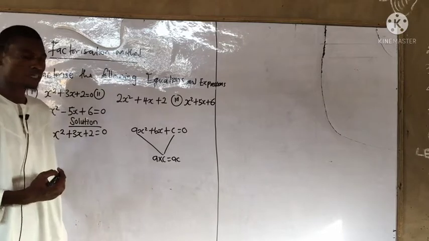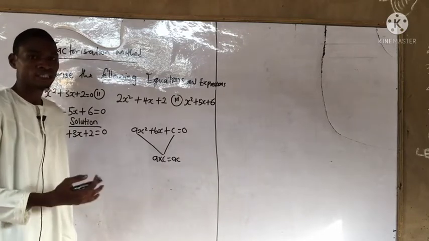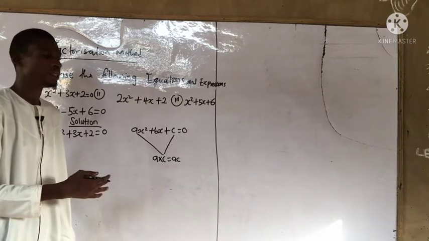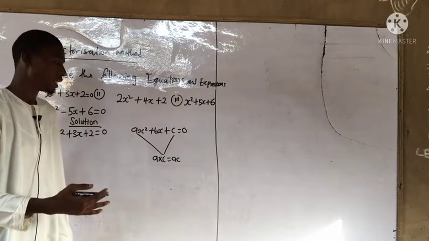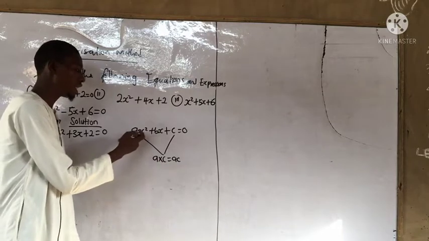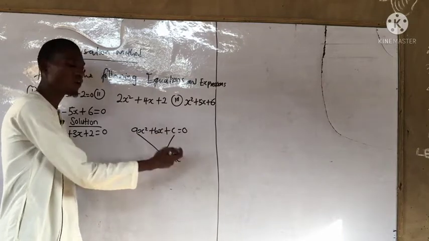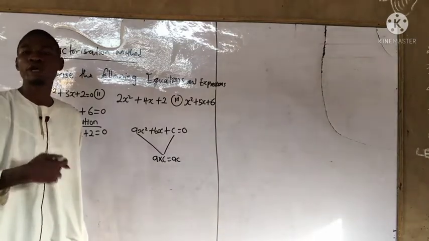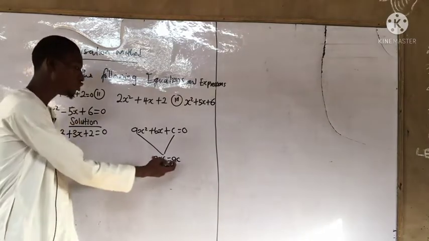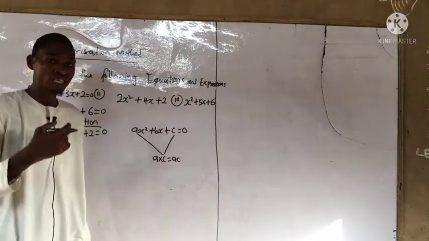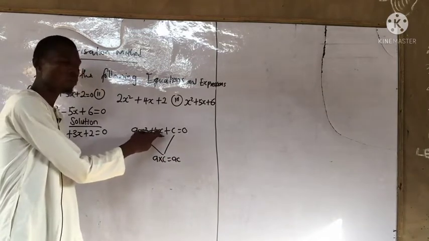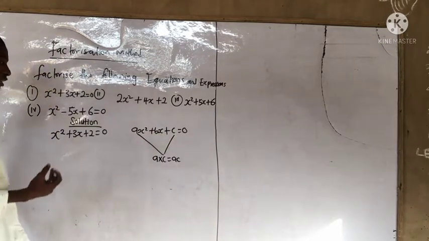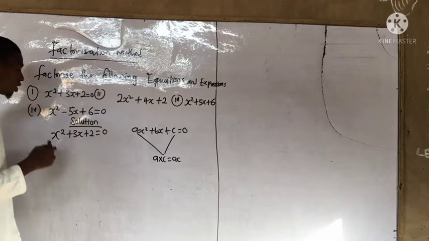AC. Whenever you are given a quadratic equation or expression, you just have to multiply the coefficient of x squared and the constant. So the coefficients here are a and c. When you multiply that, you have AC. Your target now is to look for numbers that, when you multiply them together, give you what you have here, and when you take the sum, give you what? The coefficient of x, which happens to be b.